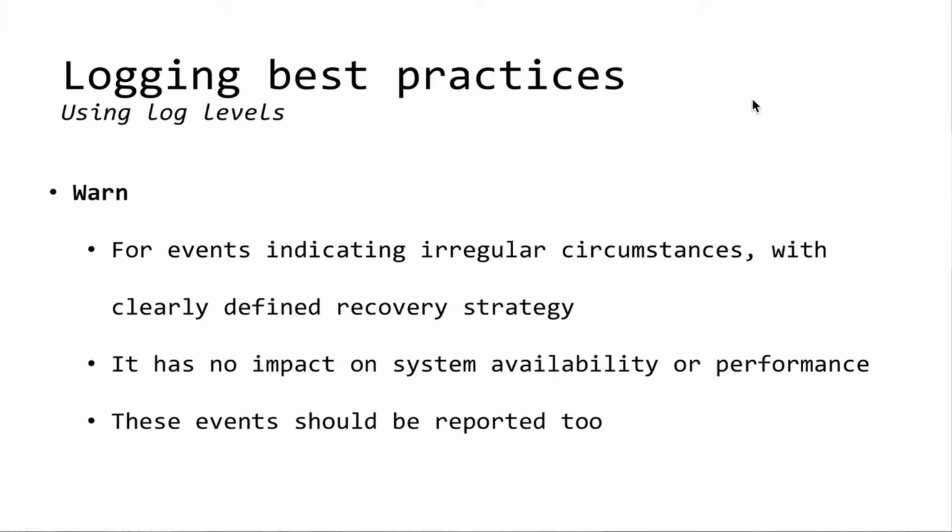The next level, which you should also use, is the warn level, which basically tells you that something went bad, but the system can still function. This event should always be reported because mostly these are the kinds of events that usually lead to an error kind of event.